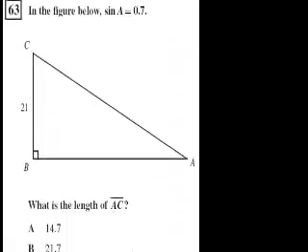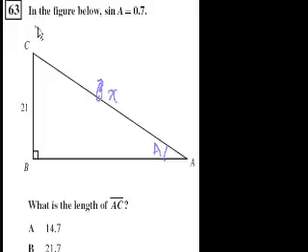Oh, it looks like they want us to learn a lot of trigonometry and geometry, which is good. This is to get you warmed up for the trig. In the figure below, sine of A is equal to 0.7. So let's call this angle A. The sine of that is equal to 0.7. They ask, what is the length of AC? So we want to know that. Well, let's call that x, right?